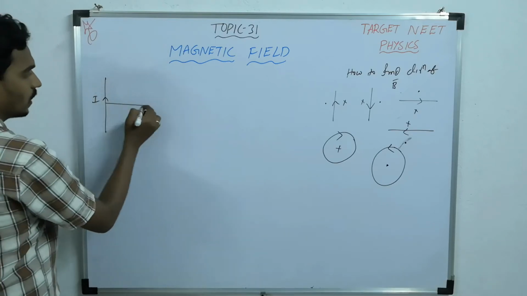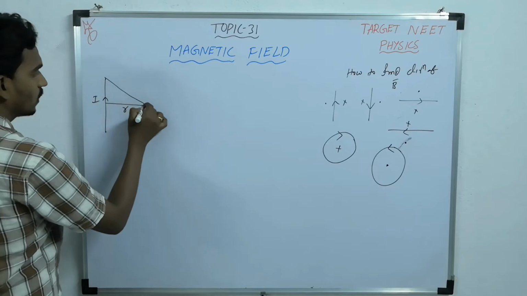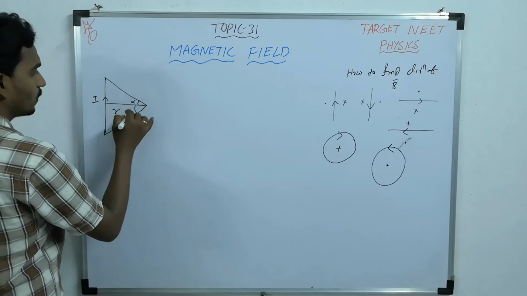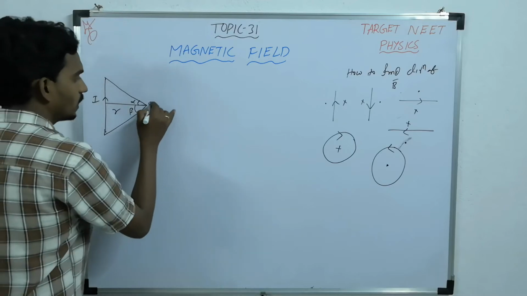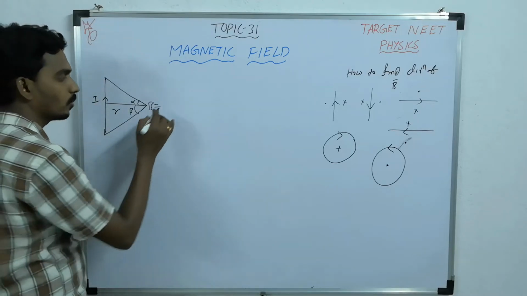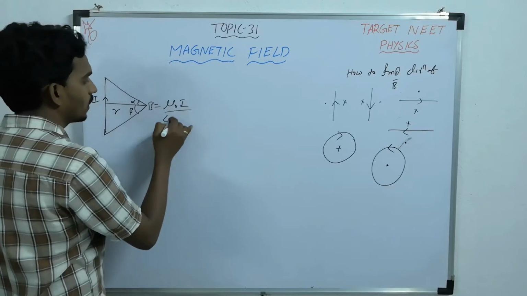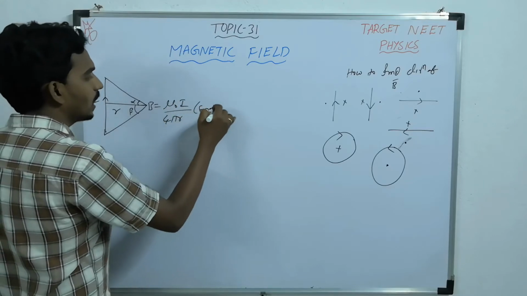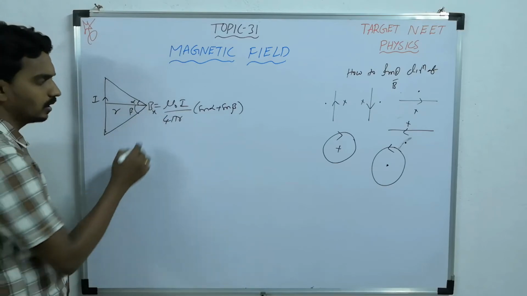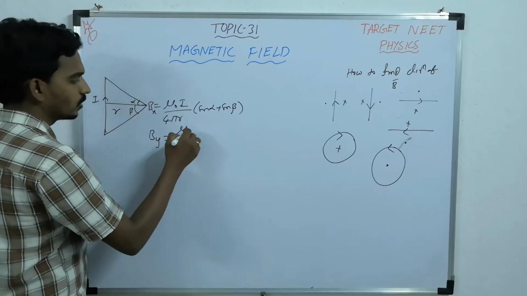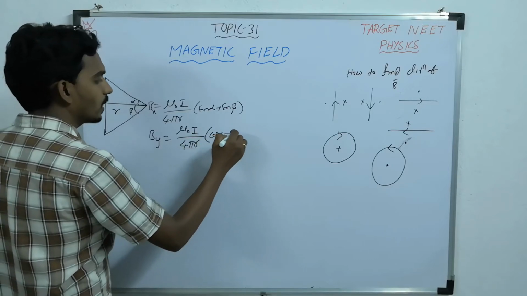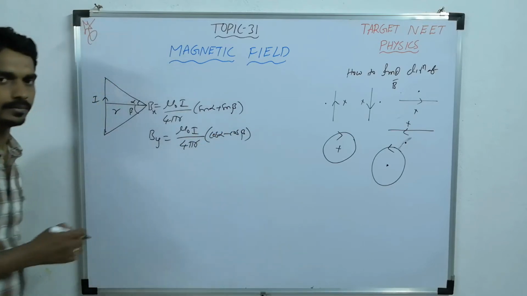Then remember the data like, if there is a finite wire and at any distance r, where the edges are making elevation angles alpha and beta, then the magnetic field along the horizontal, only the horizontal component, is mu naught I by 4 pi r times sin alpha plus sin beta. This is only the x component. If you want the y component also, it will become mu naught I by 4 pi r times cos alpha minus cos beta.